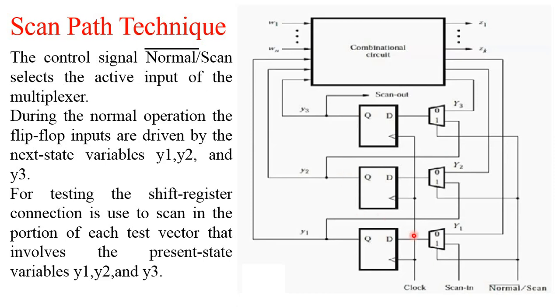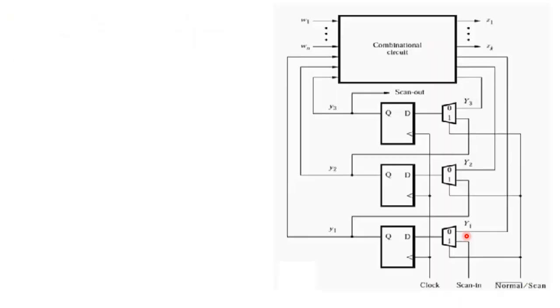For testing the shift register connections, we use the scan-in portion of each vector. So this is nothing but 1, 2, 3. The variables are nothing but y1, y2 and y3. So here this is nothing but the scan.